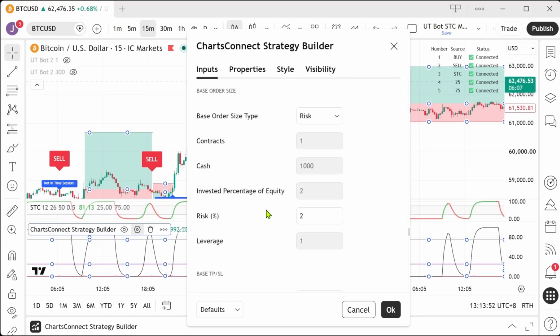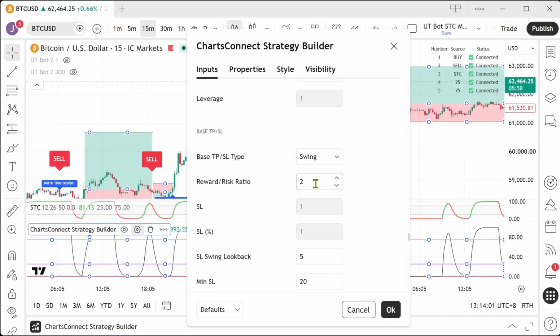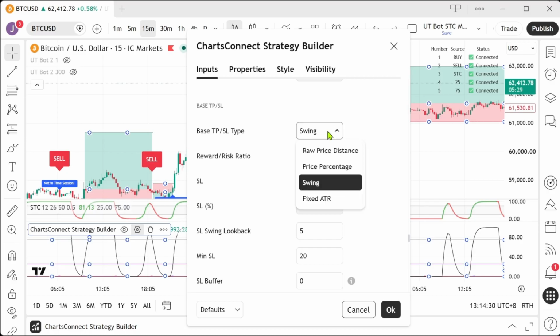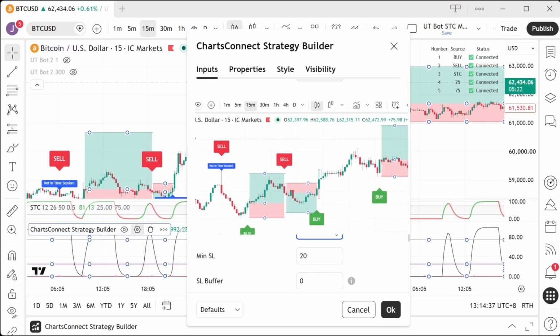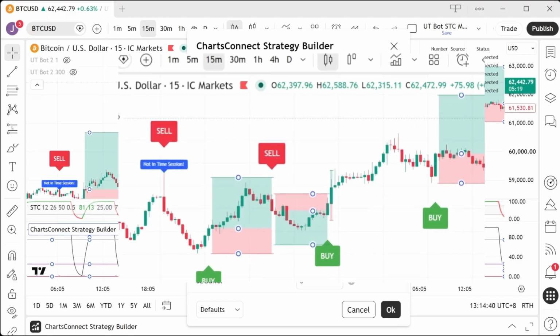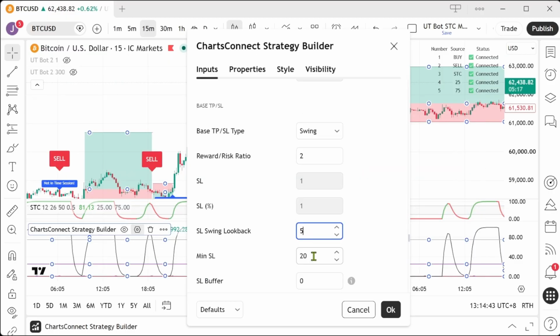We simulate our trading with just 2% risk per trade and target a 1:2 risk reward. For the stop loss, I'm going to choose a swing low over here, and I'm going to indicate 5. This means that the stop loss will be based on the lowest point of the past 5 candles. You can also indicate a minimum SL in the event where the stop loss point of the past 5 candles is too near and you do not want to get stopped out. You can insert the value here based on the assets that you are trading. Today, the example is using Bitcoin. So I'm going to put a value of $100 based on the Bitcoin price.